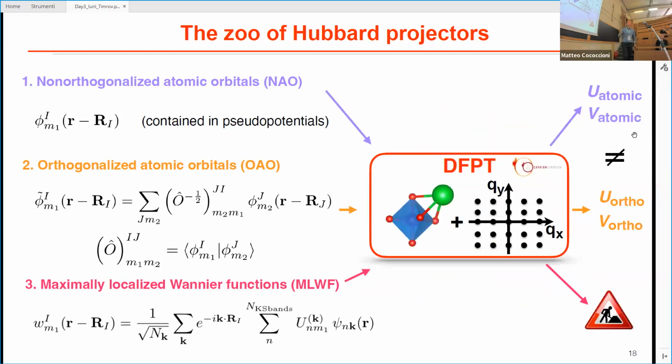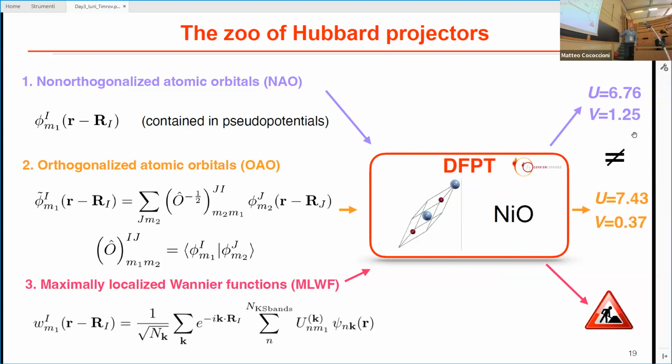In fact, if you use different Hubbard projectors, you will have different values of U. The U and V values will be different. If you take nickel oxide and try to use different projectors, you would have different values. Let's say you go from 6.76 to 7.43, which is not negligible, of course. And for V, it's a huge change from 1.25 to 0.37.